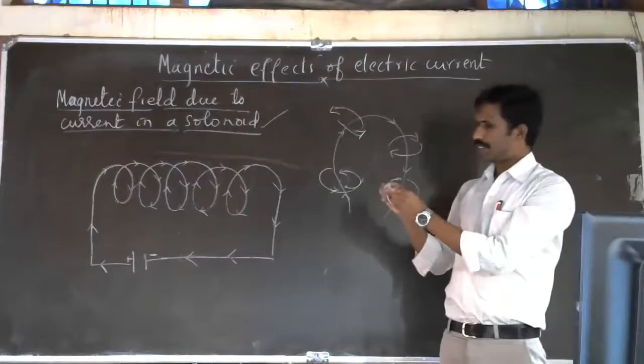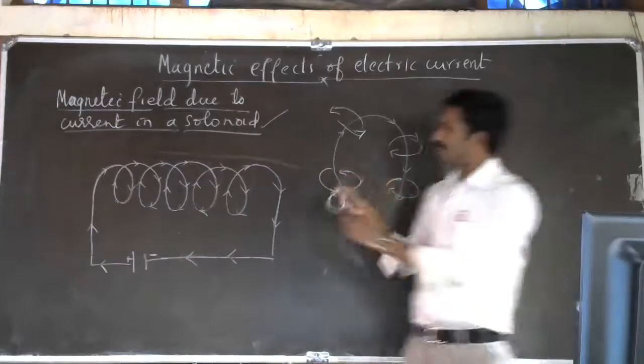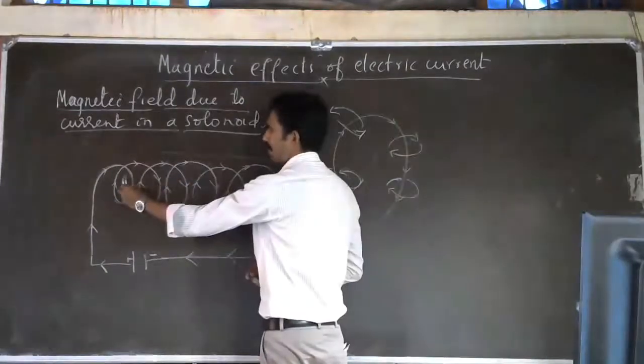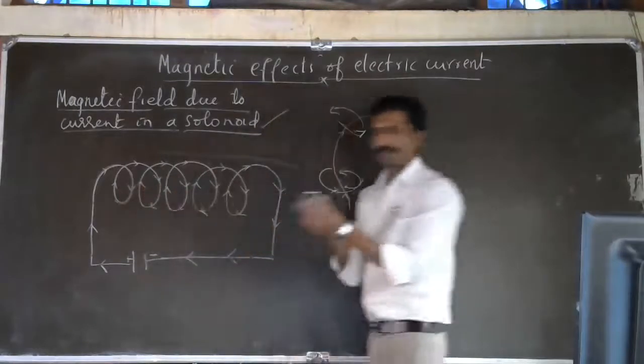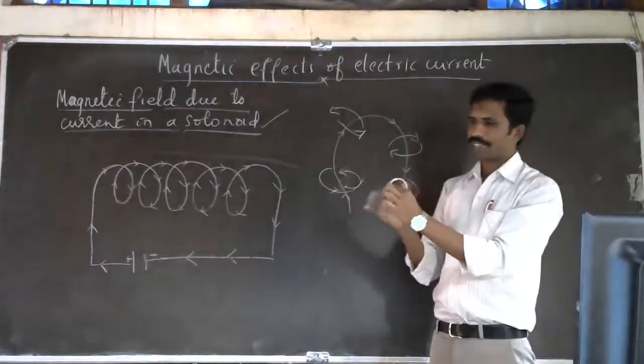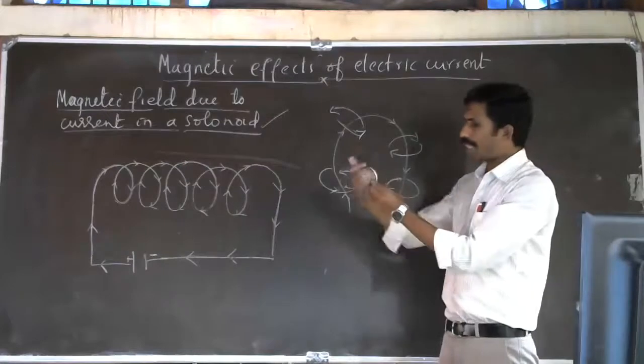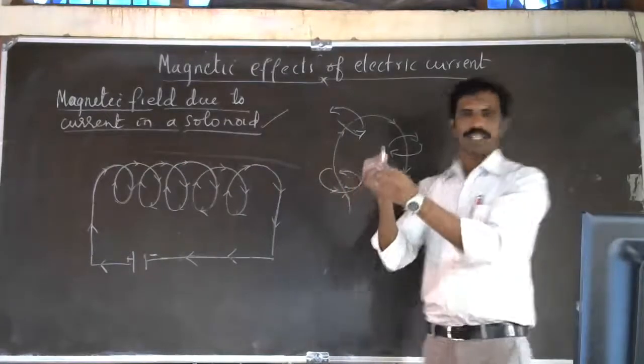See, this is the one ring like this. See, one ring, two rings. So such type of rings will be many. In a solenoid, such rings will be many. All the magnetic field will enter like this here.